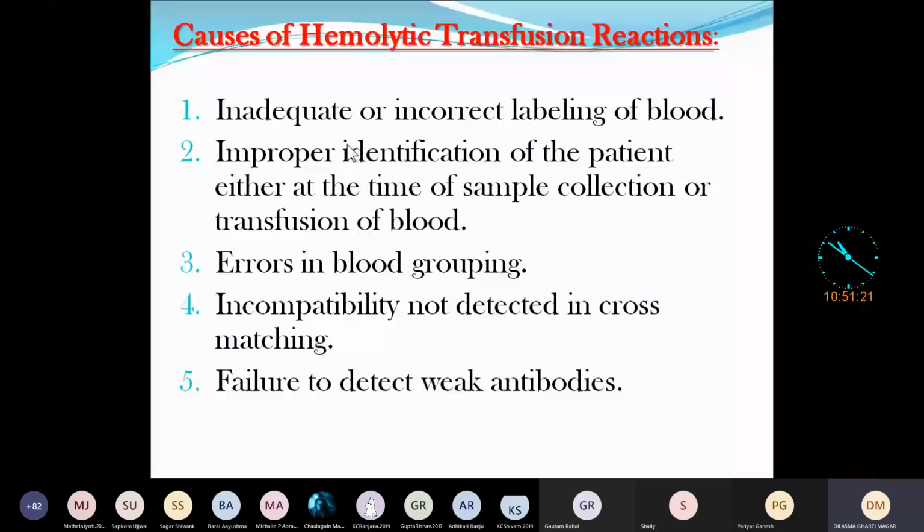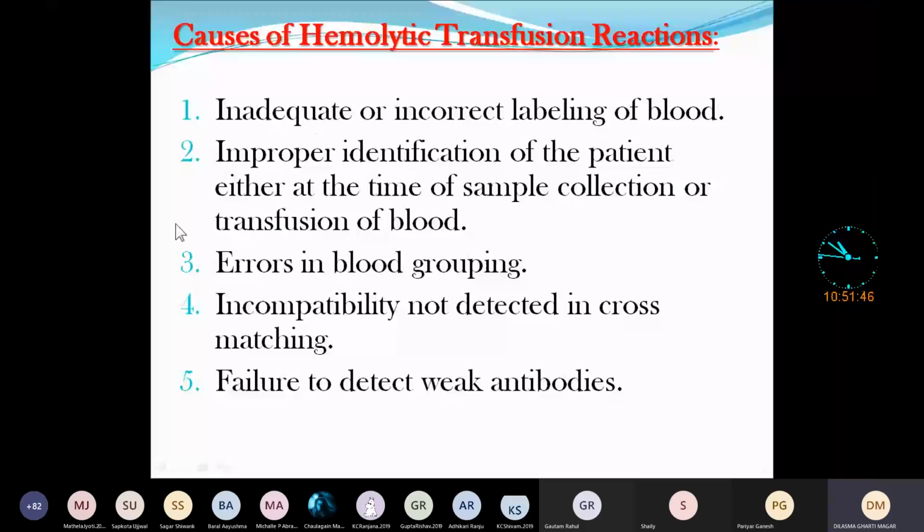Suppose a doctor says, okay, give orange blood for Ram, and then the sister sometimes sends the blood of another Ram, and whenever the blood is given, then cross matching will be there. So both the persons may not have the same blood group, isn't it? So if some other person's blood goes to the same name person, then there can be this hemolytic transfusion reaction. So inadequate and incorrect labeling of the blood.